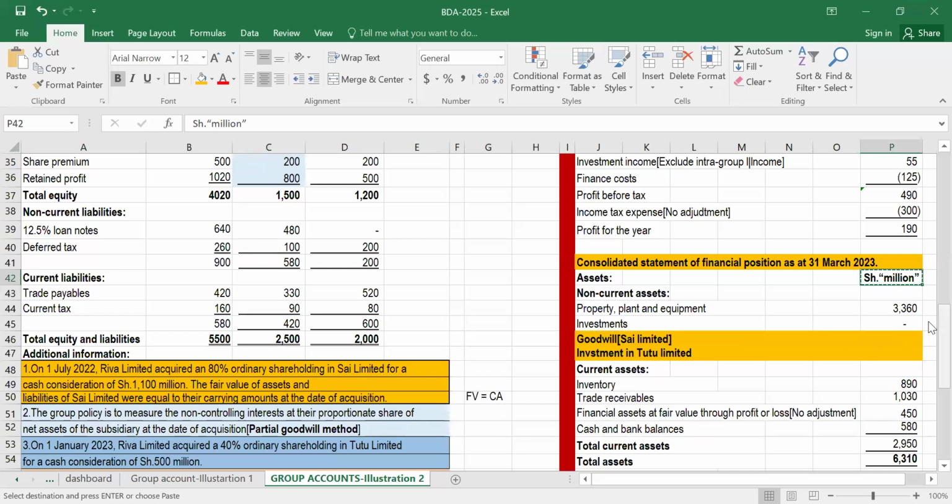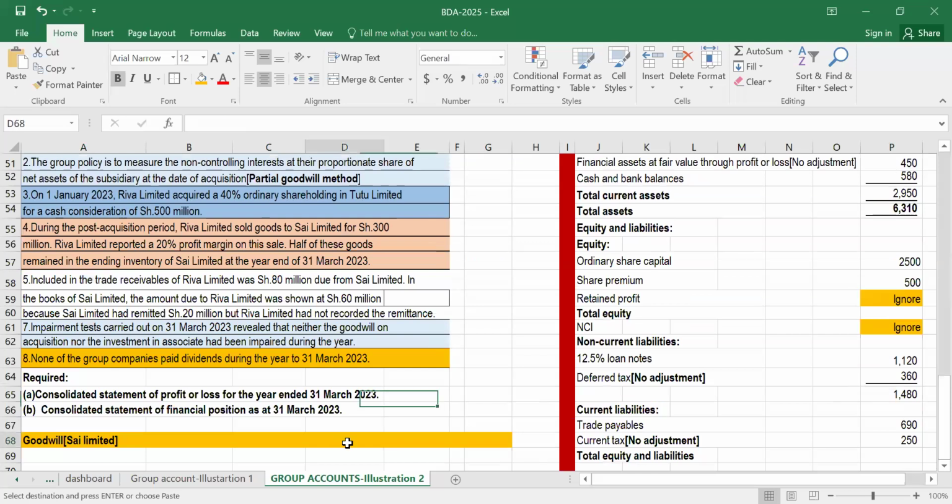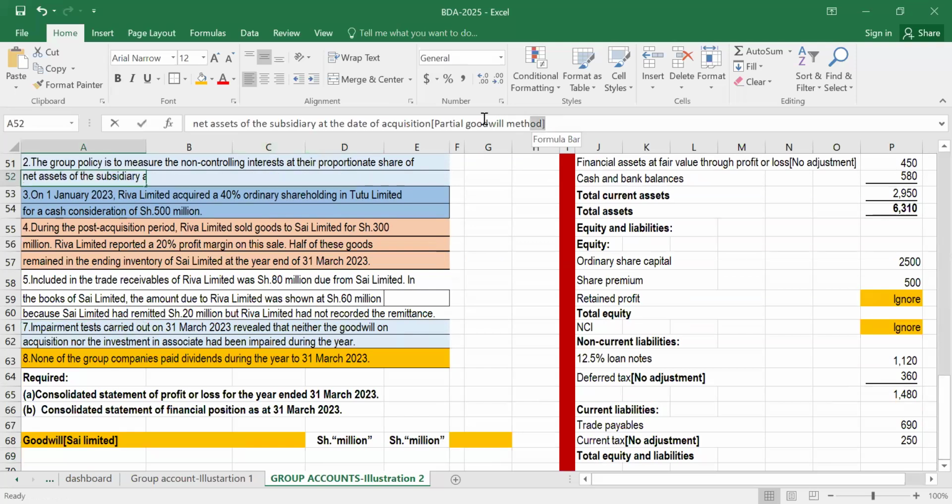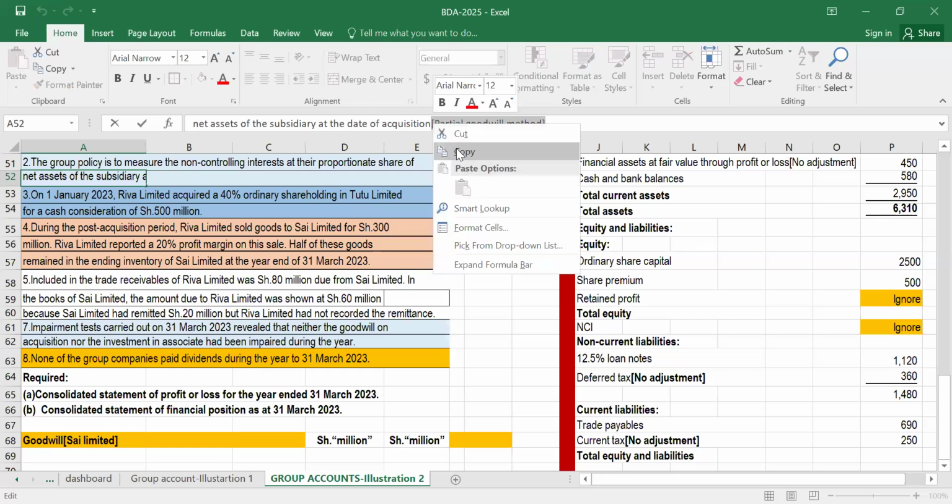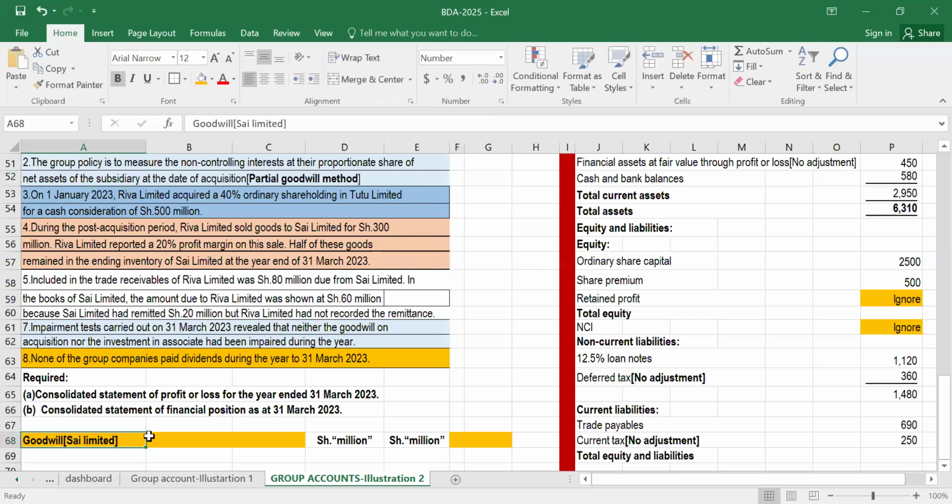Okay, so I want us to compute the goodwill on acquisition. I can have that working here. Basically, in this case, I need to have two columns. Then here, remember we are using which method in computation of goodwill? In computing the goodwill as per the information we were given in note number 2, we are using the partial goodwill method. And actually we said under the partial goodwill method, we only compute the goodwill of the parent company.